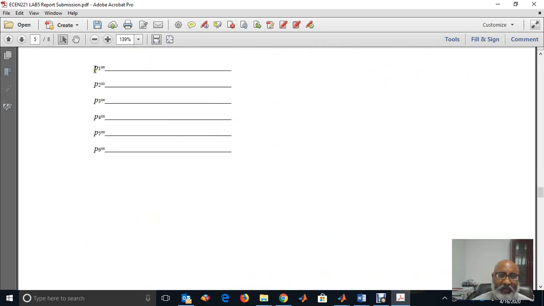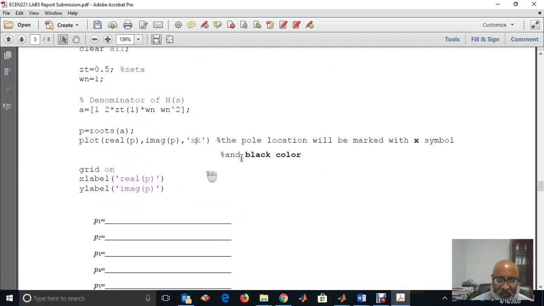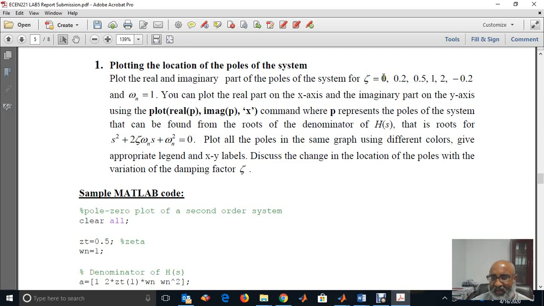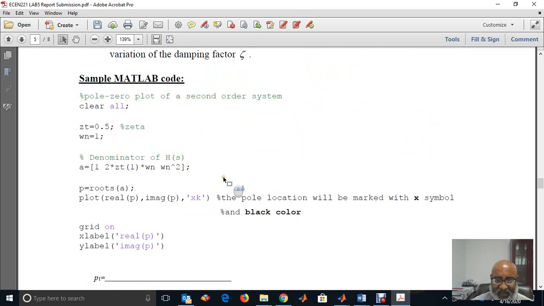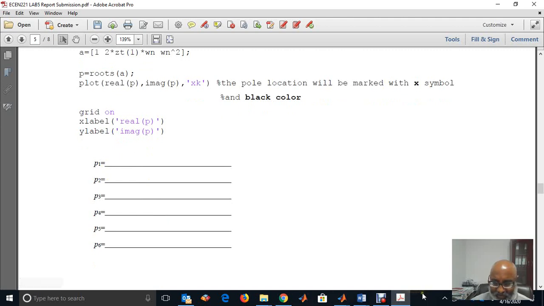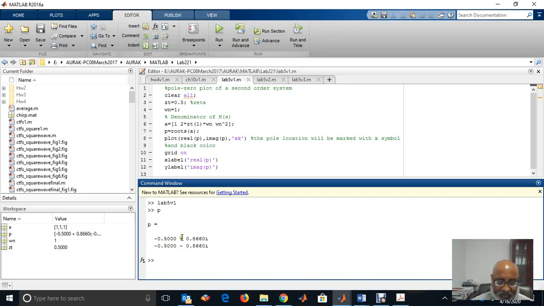And you have to give here the value of P1, the value of P2, the value of P3, like I did now, the value of P4, P5, P6. P1 means for the first case, because I have here 0, 0.2, 0.5, 1. How many cases? 1, 2, 3, 4, 5, 6 cases. So these are the 6 cases. Okay. So for 0.5, for example, you will write minus 0.5 plus j 0.866 and minus 0.5 minus j 0.866, like that.